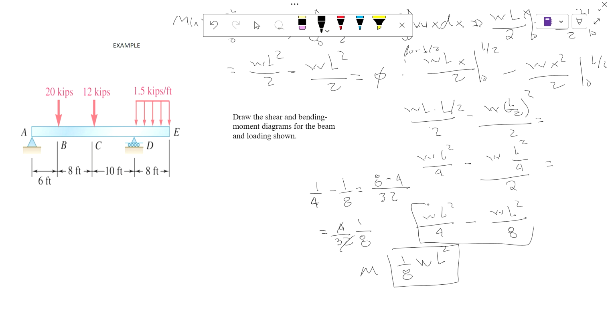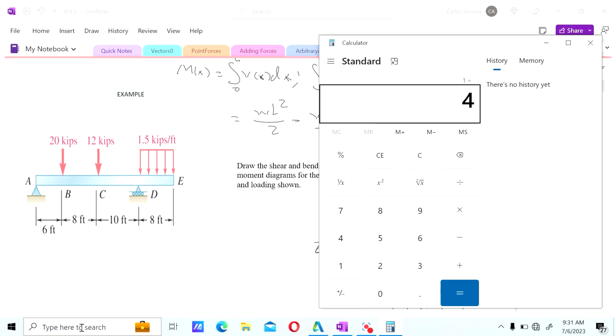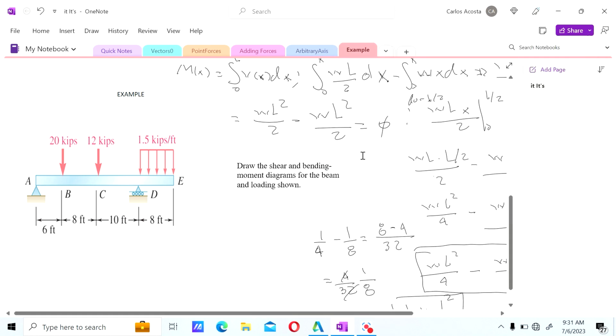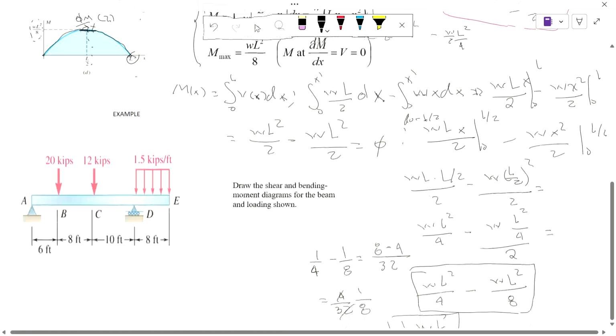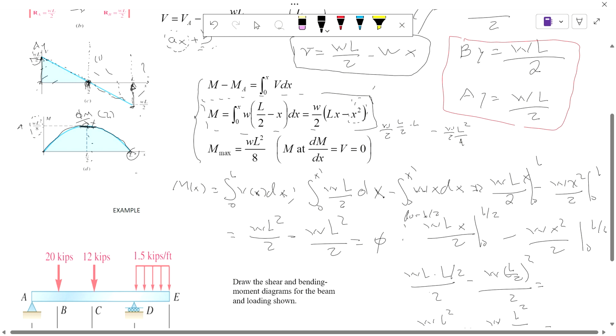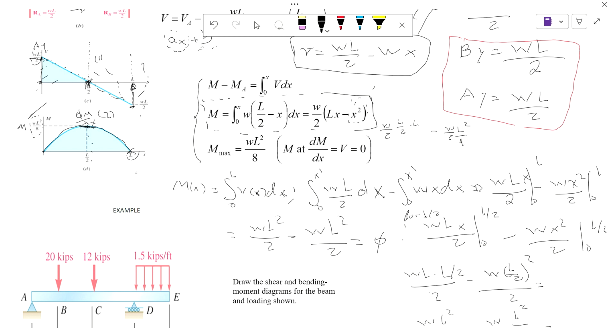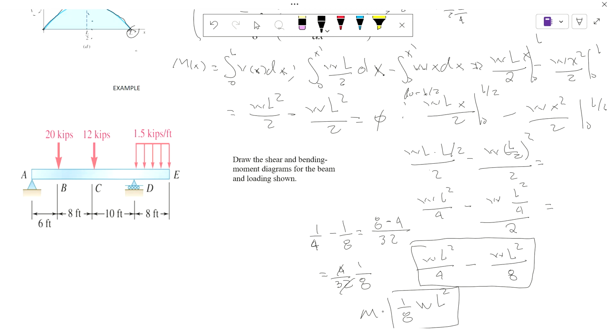So we just have to do this subtraction. So 1/4 is 0.25, and 1/8 is 0.125. So 1/4 minus 1/8 is 1/8. Okay, so it's not a typo. That's correct. I apologize, I didn't see that earlier. So indeed, this is correct. So the maximum moment is at the change in sign for the derivative, and that maximum moment is 1/8 of the load times the length squared.